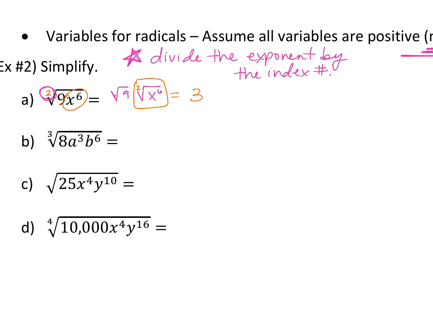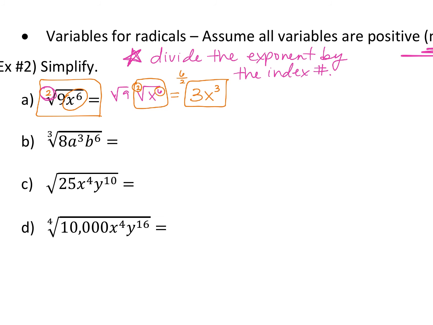Okay, the square root of x to the 6th, what you do is you do exponent divided by index. So 6 divided by 2. 6 divided by 2 is 3. So it's x to the 3rd power. Okay, exponent divided by index. This simplified is 3x to the 3rd.